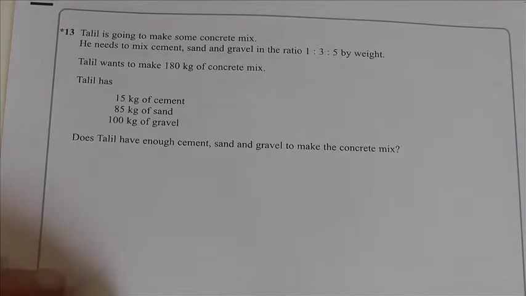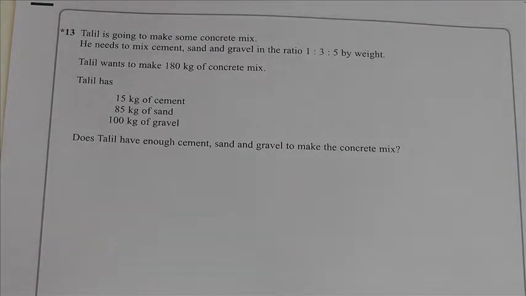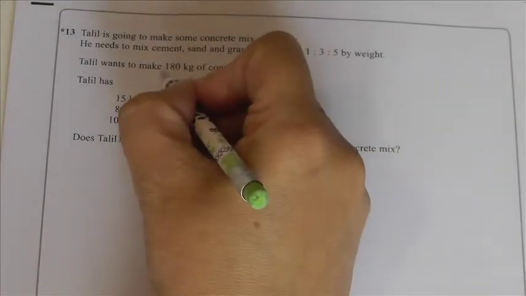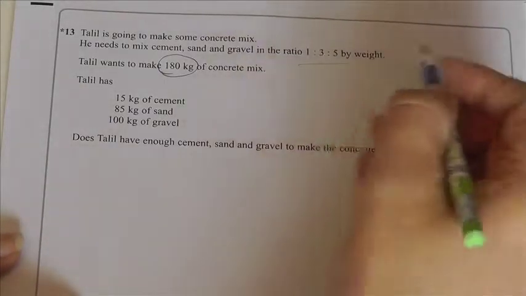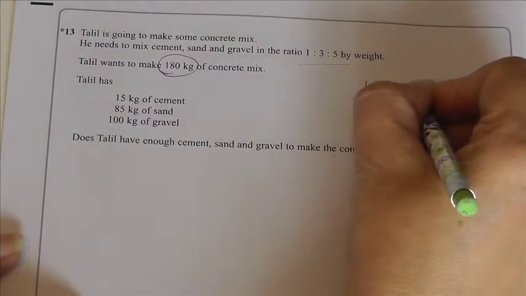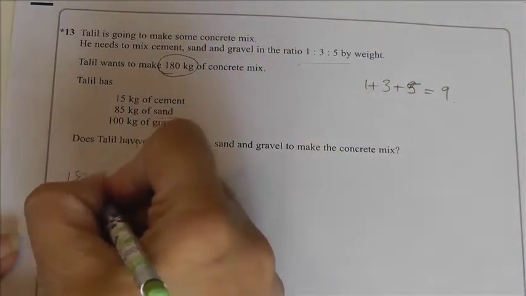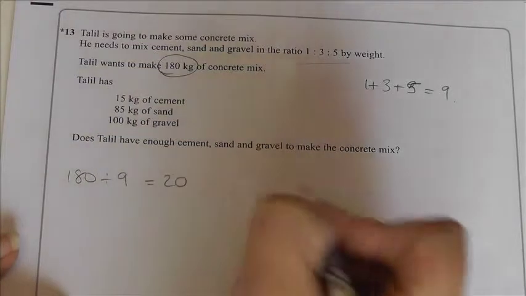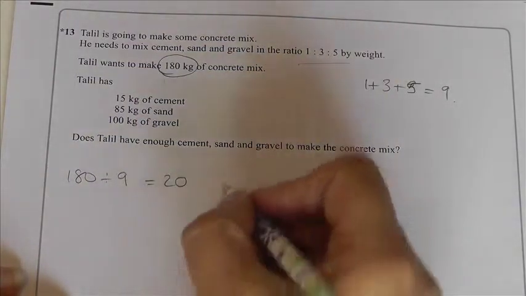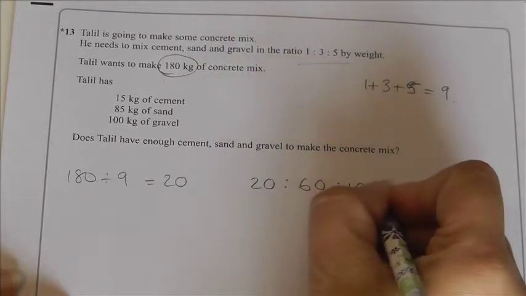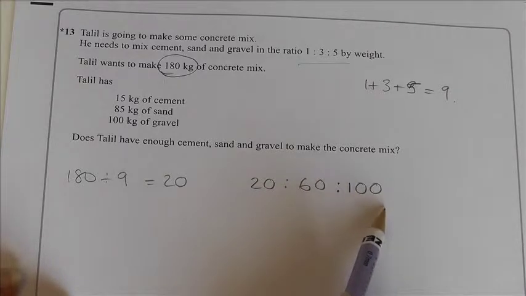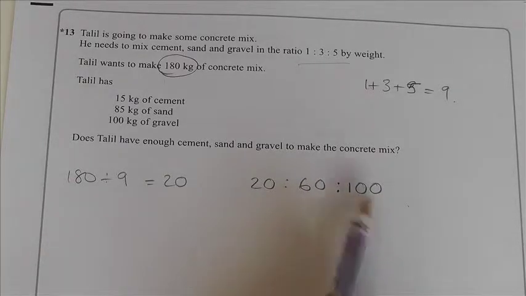Question 13 was about ratio, and there were 2 different ways that you could have done this question, so I'm going to show you both of them. What was really important was the fact that Talil wants to make 180 kilograms of concrete mix. So you could have done a normal sharing in a ratio. The ratio here adds up to 9. So you could have done 180 divided by 9 equals 20. And then when you share that out in this ratio, you would have had 20, 60, and then 5 times 20 is 100. That's what you need to make 180 kilograms of concrete mix.